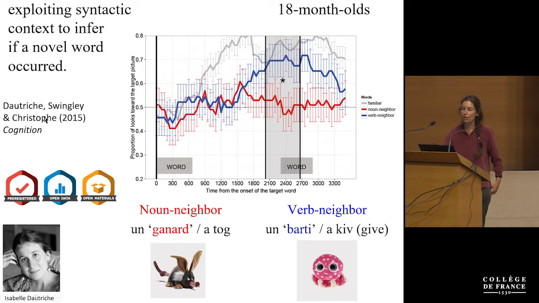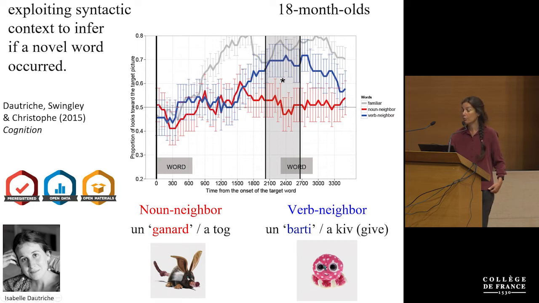So here on this graph, this is a looking experiment, I should have said, and we're monitoring what they're doing with an eye tracker. Okay, so they have these two images side by side, and this one is the Ganard, and this one is the Barty, and we're going to ask them, look at the Ganard or look at the Barty, okay? And so in red, you see here what they do with the noun neighbor, the Ganard. And we replicate very nicely the results of Swingley and Aslin. The kids do not learn that. They're very confused. They have no idea where to look.